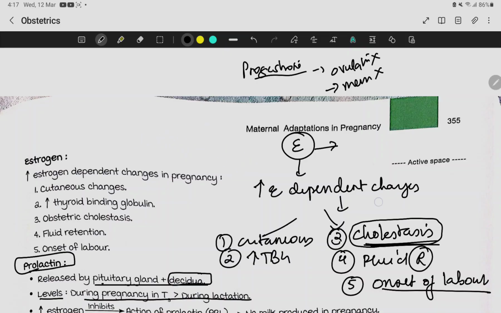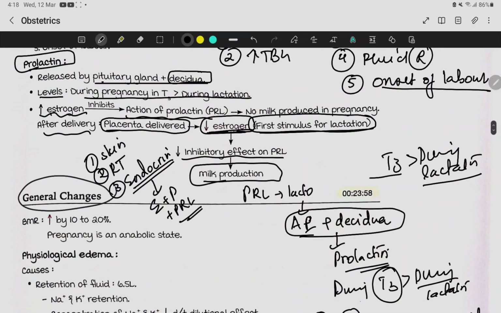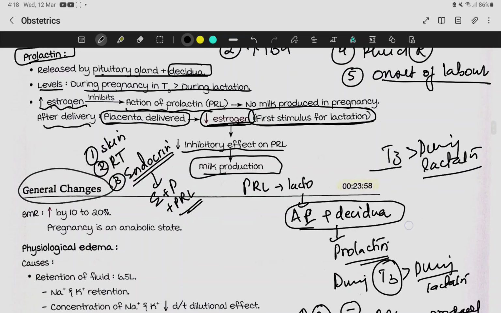Then we studied about the prolactin. Prolactin is released by the pituitary gland and decidua. Levels during pregnancy in the third trimester are more than during lactation, and increased estrogen inhibits the prolactin. So during the entire pregnancy there is no milk production, whereas as soon as the placenta is delivered, the estrogen supply gets cut off. Because of that, the sudden decrease in estrogen is the stimulus for lactation. This removes the inhibitory effect on the prolactin, causing milk production.